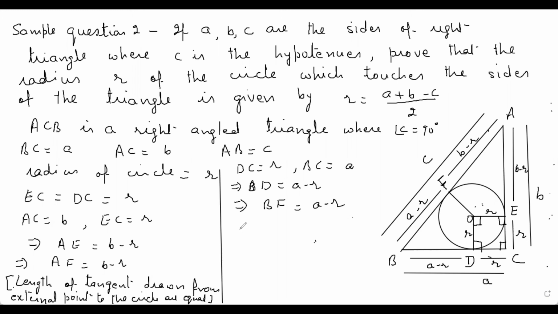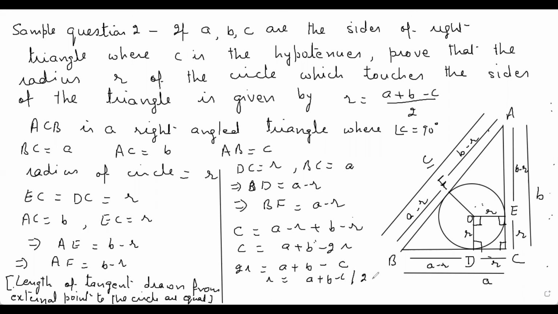Now C is equal to A minus R plus B minus R. So C is equal to A plus B minus 2R. It means 2R is equal to A plus B minus C. It means R is equal to A plus B minus C upon 2. So this is what we want to prove.